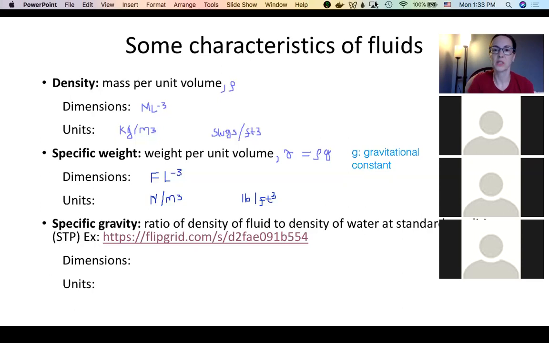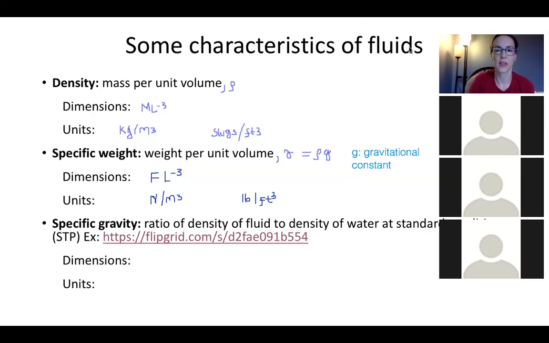Just a moment, just checking the chat function up here. Okay, so apparently my handwriting is really bad. So the question is, what is G multiplied by in the specific weight formula? And let me get rid of the chat box here.